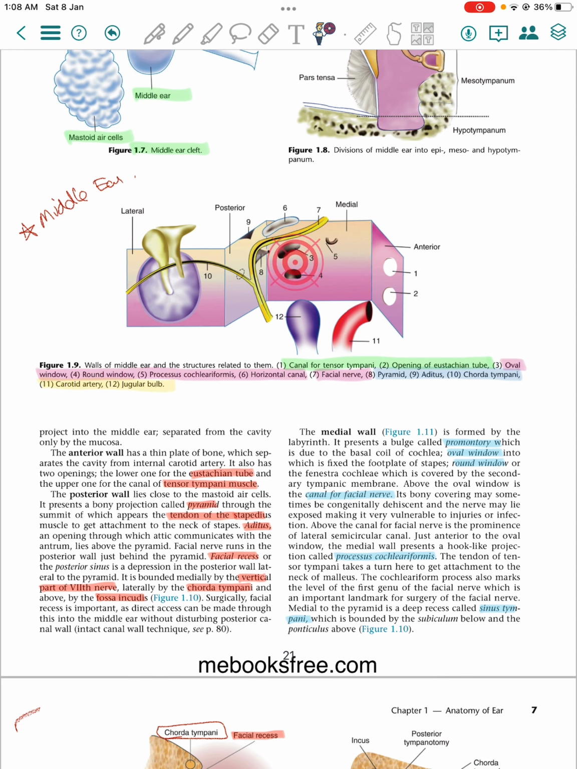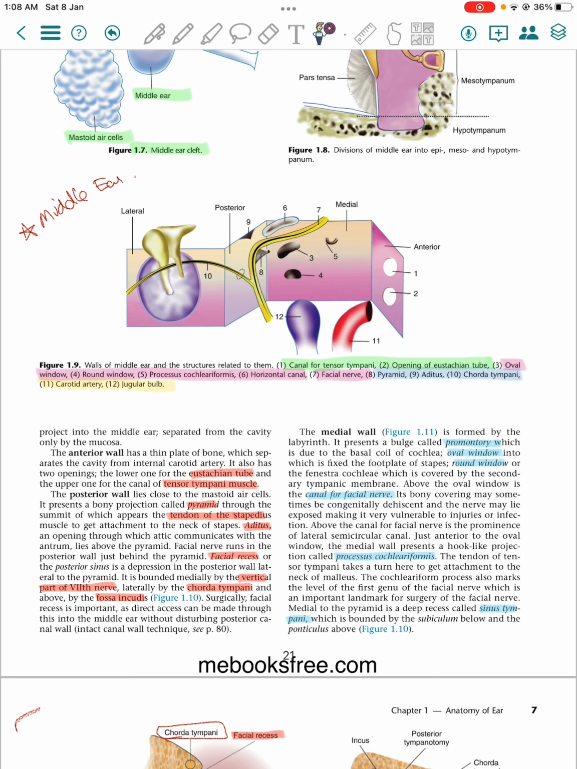Then let's go into the best part or the important part, the medial wall. It contains a promontory, guys. See, promontory. You can see the promontory in this medial wall. Okay, guys. Then the promontory is due to the basal turn of the cochlea, which causes a bulge in the medial wall. Then we can see the oval window, the oval window. We can see the round window.